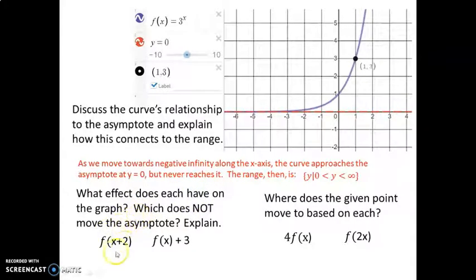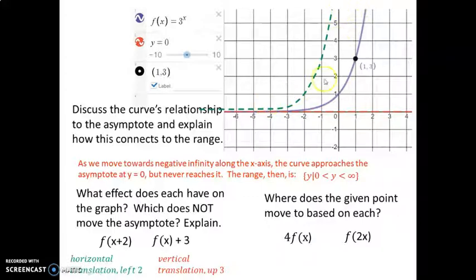What effect does each have on the graph? Which does not move the asymptote? Okay, this one here. Whenever we see numbers added or subtracted to x only, that is a horizontal effect because we're affecting x values. When we see a positive here, we actually move it in the opposite direction. So this is a horizontal translation, left 2 units. So here is how this graph would move.